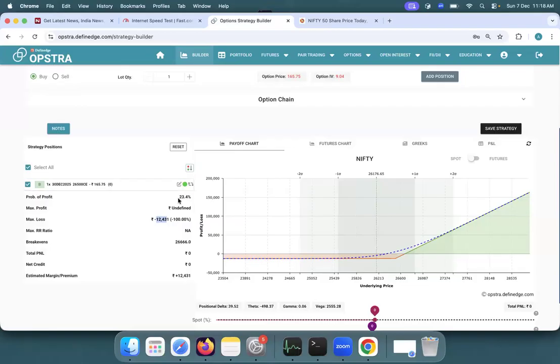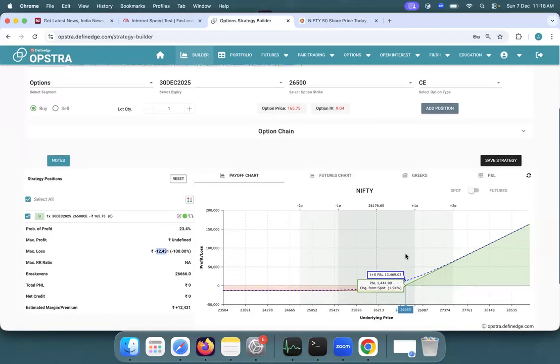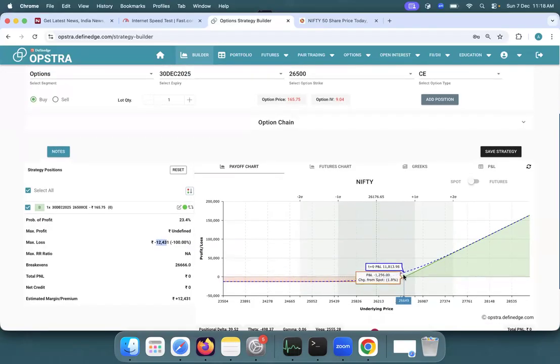But now see, the probability of this strategy being successful is when it crosses 26,650. Okay. Why 26,650? Because 26,500 is your view that it is going to go above this, plus you are paying this premium, right? So the value at 26,500 plus 165 is the amount from which you will start to get profit. Which is basically somewhere around 26,650. Now above this, you will have unlimited profit.